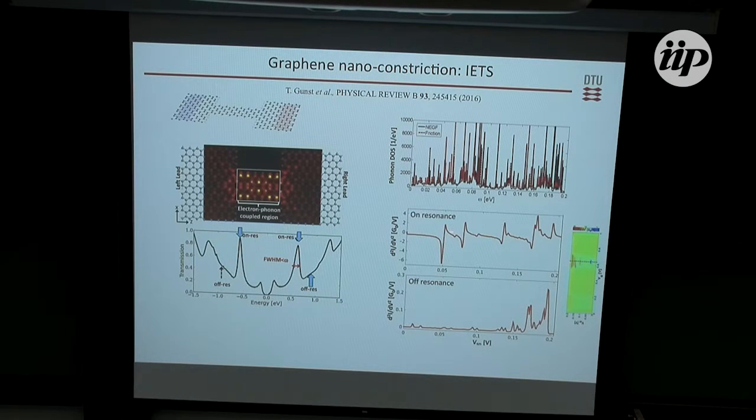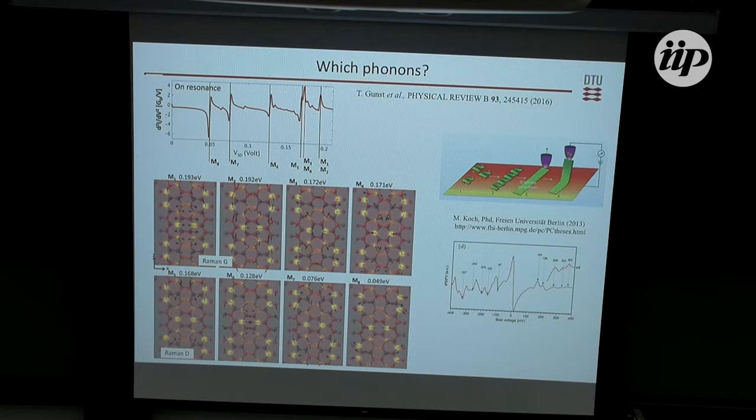You have much bigger signals if you're on resonance than off resonance. So if you gate this structure and do the measurement, as shown in this graph, you see signals when you're on resonance and none when you're off resonance. So you can use this to figure out how far you are from a resonance, and you can of course use these signals to figure out which phonon vibrations will couple to the electronic current. If we analyze this, I will not go deeply into that, but for instance, we find that Raman G and D modes, or something which resembles that, is what shows up here.